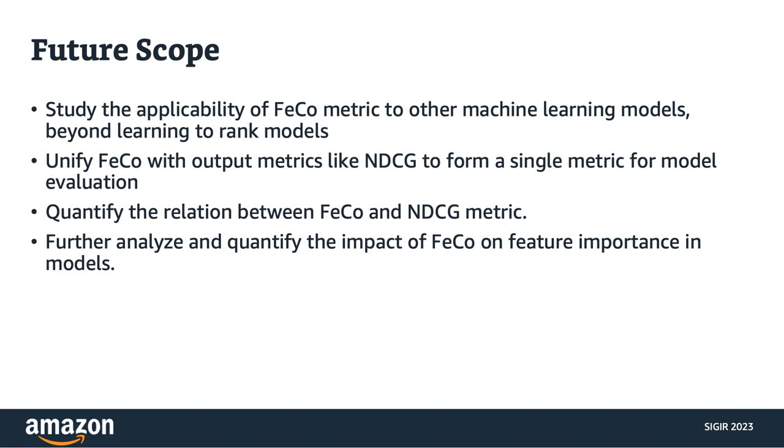In future, we would like to study the impact of FICO and its applicability for other machine learning models beyond learning to rank. We would further like to unify FICO with output metrics like NDCG so that we can have a single metric that can give a full 360-degree view of the system. We would like to analyze and quantify the relation between FICO and the NDCG metric. We would further like to analyze and quantify the impact of FICO on feature importance in models.